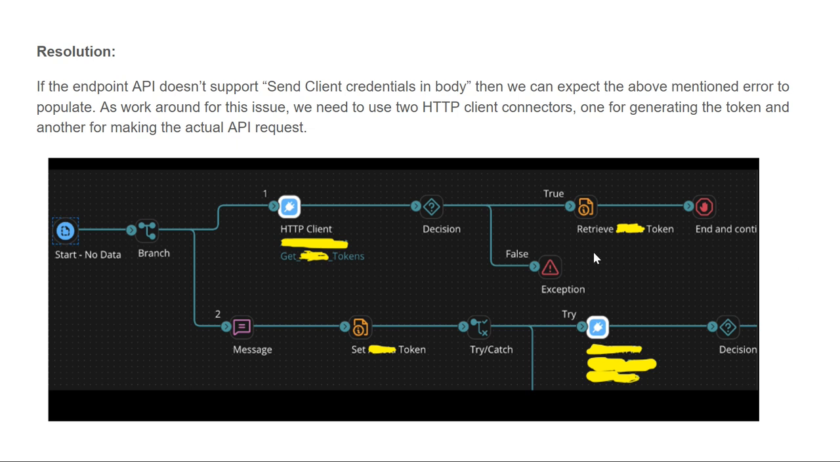So as a solution for this currently, use the HTTP client connector two times, one for generating the token and the other one to make the API call. So you can generate the token and store it in the cache, then retrieve that and make the actual API request. Hope this workaround helps.